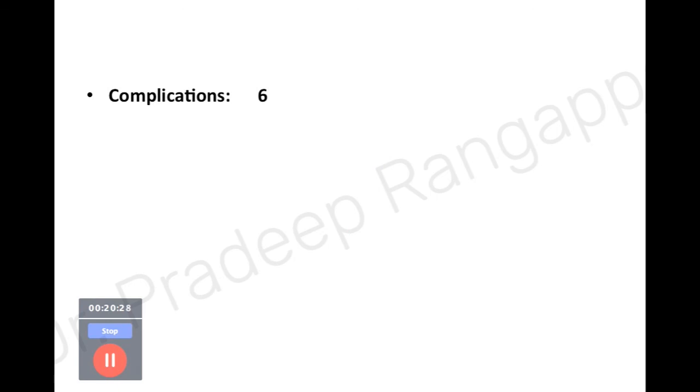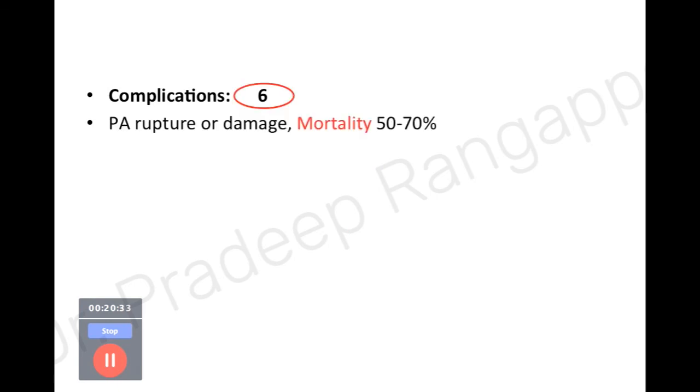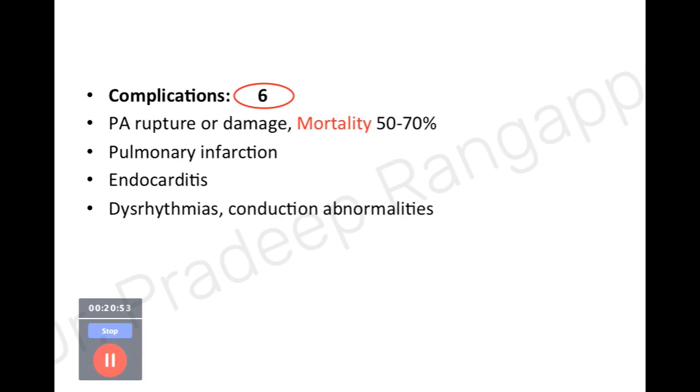Okay. So what are the complications of PA catheter? There are around 6 complications. When you are putting a PA catheter, there is a risk of rupturing the pulmonary artery itself, and the mortality when there is a pulmonary artery rupture or damage is up to 50 to 70%. So you have to be careful not to cause rupture. It can also compromise blood flow, leading to pulmonary infarction, and it can cause endocarditis because the catheter goes into the RV.